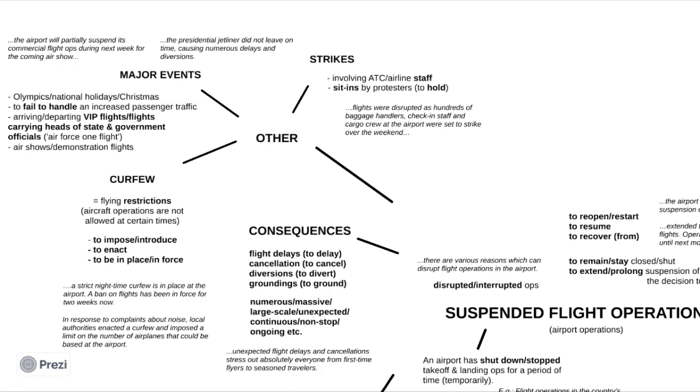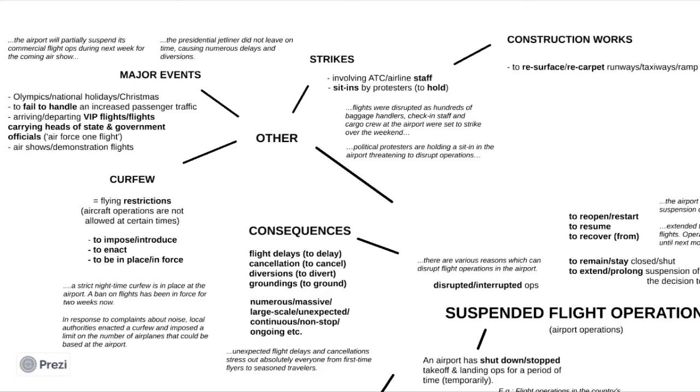For the sake of an English proficiency test, let's also cover strikes involving ATC or airline or airport staff, or so-called sit-ins. As in, flights were disrupted as hundreds of baggage handlers, check-in staff and cargo crew at the airport were set to strike over the weekend. Or, political protesters are holding a sit-in in the airport, threatening to disrupt operations. Finally, construction works. The airport might get busy resurfacing or recarpeting the maneuvering area, or conducting runway extension works, or perhaps terminal reconstruction, as in, the airport is taking steps to minimize disruptions to flight operations during the runway resurfacing.